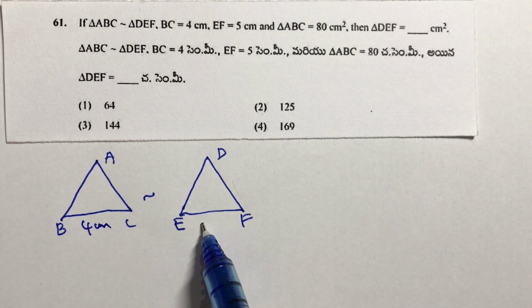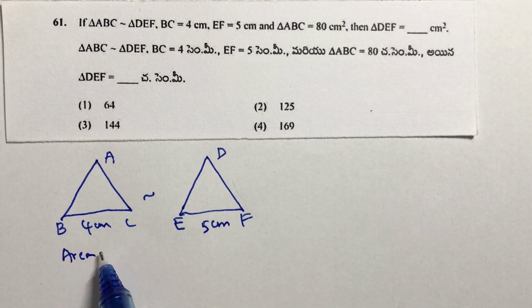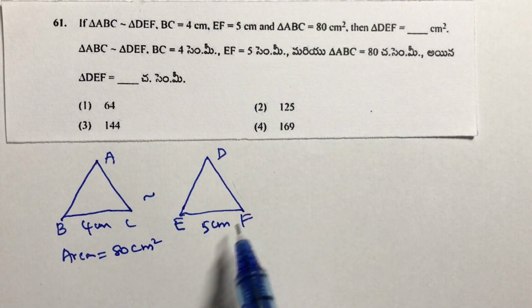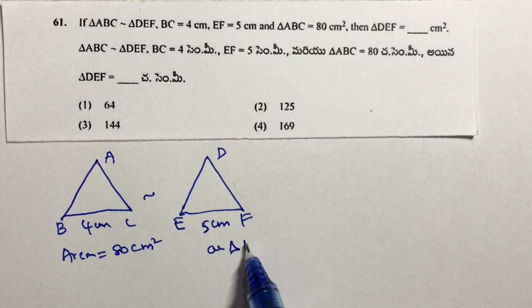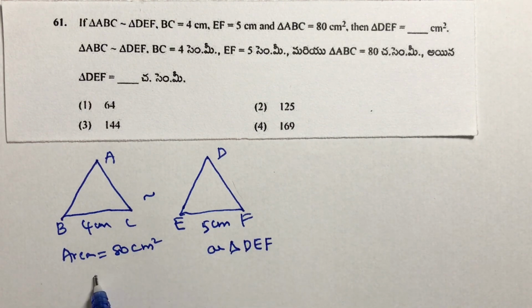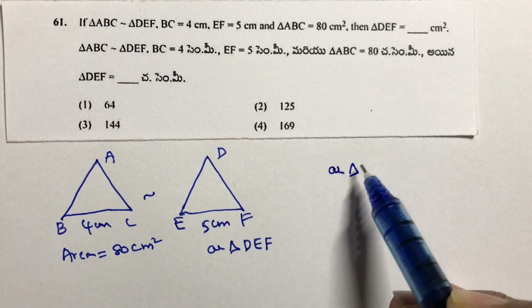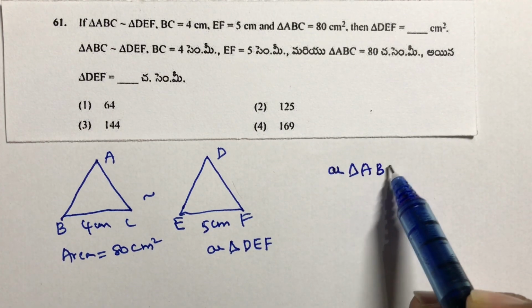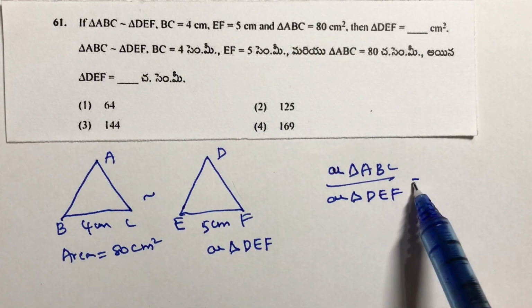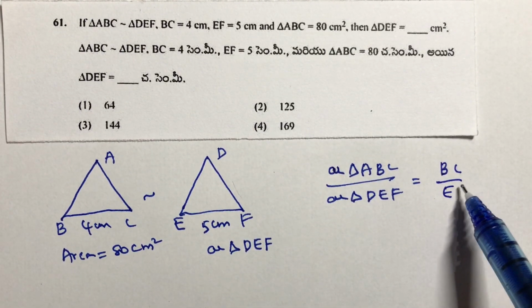BC is 4 centimeters, EF is 5 centimeters. Area of ABC is 80 centimeters square. We need to find the area of triangle DEF. As these two triangles are similar and they are asking area, so the area theorem will apply. The ratio of the areas of two similar triangles is equal to the ratio of the squares of their corresponding sides.